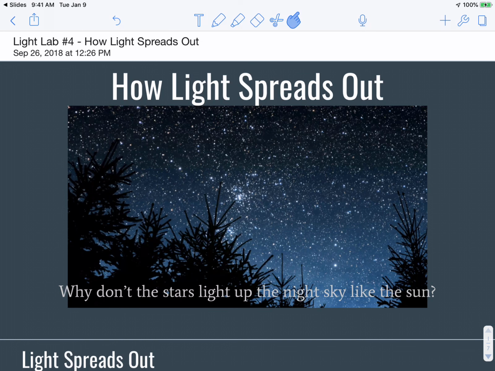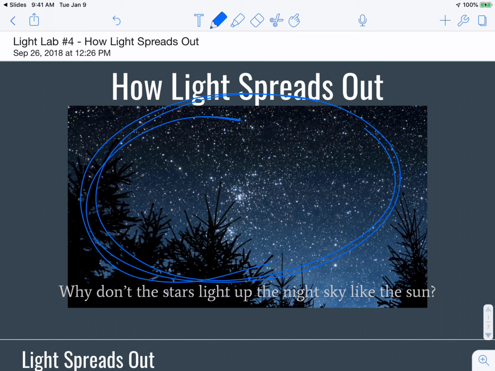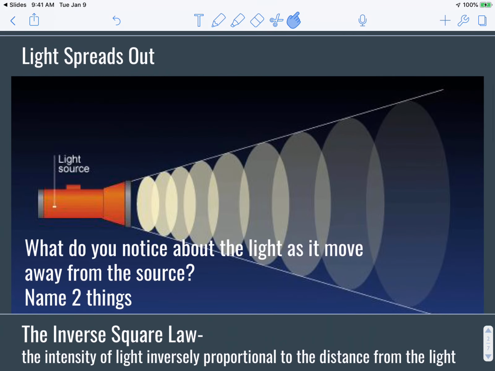And before we even start talking about the lab, what I want you to think about is the question that we began the unit with: why don't the stars light up the sky at night like the sun does during the day? Even though we have all these suns that are bigger and brighter than our current sun, why don't they light up the sky? Why does it look like this? Why do we have this type of a sky at night and not these big bright stars lighting up the sky? And what we saw from the lab was that light spreads out, right?